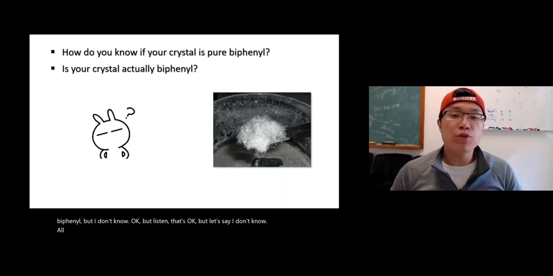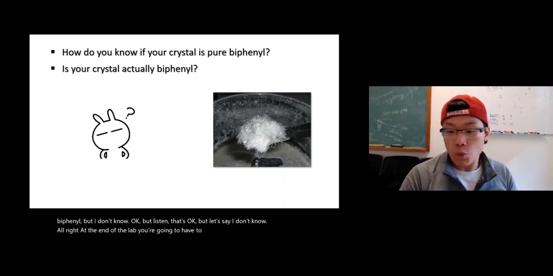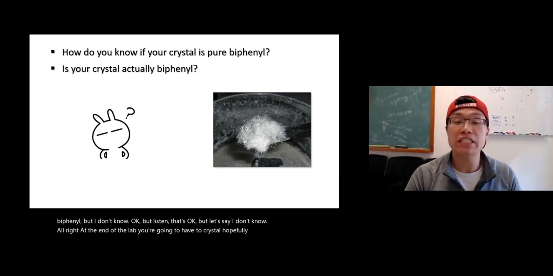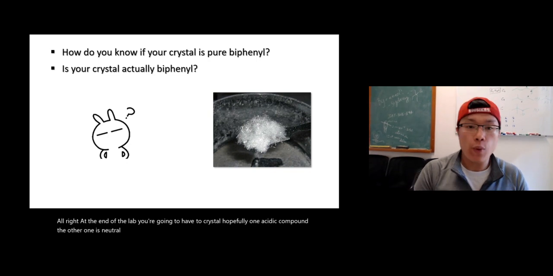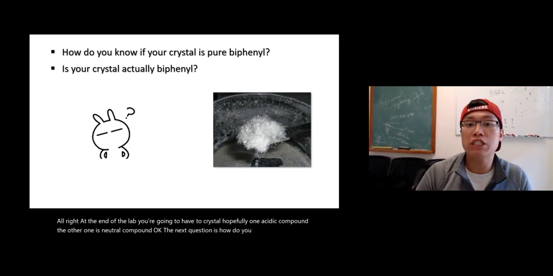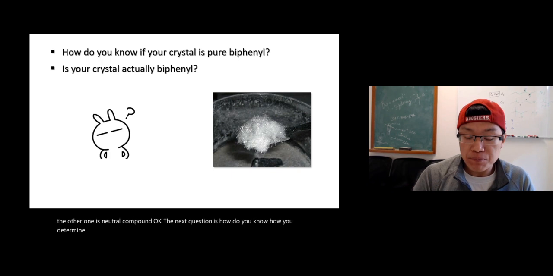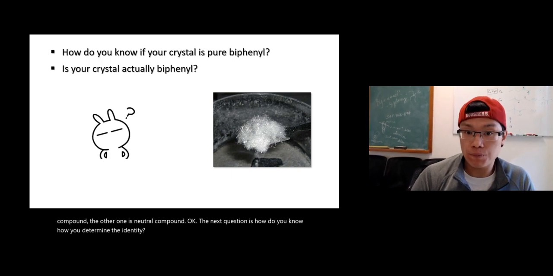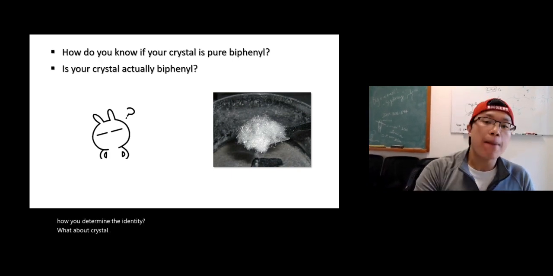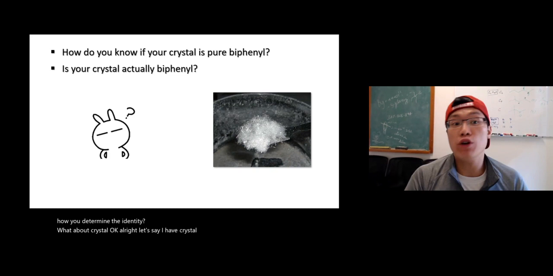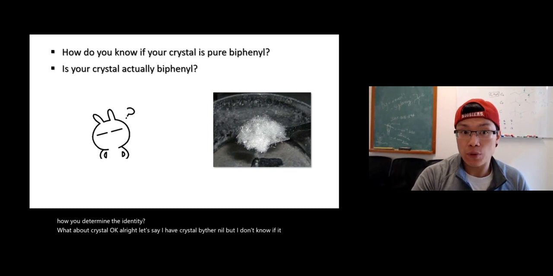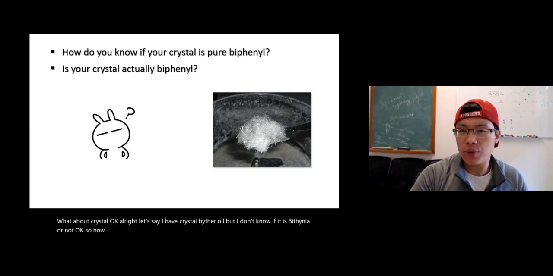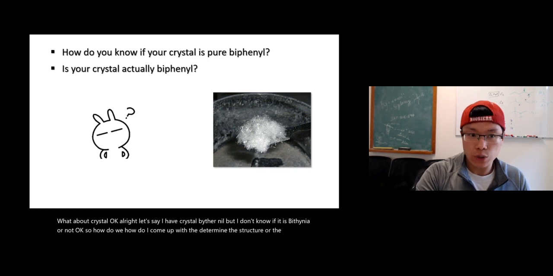All right, at the end of the lab, you're gonna have two crystals. Hopefully, one is an acidic compound and the other is a neutral compound. The next question is, how do you determine the identity of that crystal? Let's say I have a crystal of biphenyl, but I don't know if it is biphenyl or not. How do I determine the structure or the identity of this crystal?